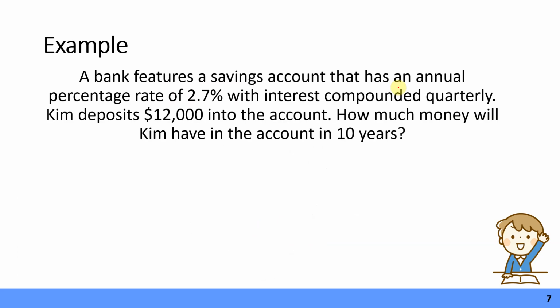A bank features a savings account that has an annual percentage rate of 2.7% with interest compounded quarterly. Kim deposits $12,000 into the account. How much money will Kim have in the account in 10 years? So again, fairly similar problem to all the ones we've been doing. We stare at the problem, we try to figure out which equation we're going to use. So again, the word continuously is nowhere in this problem, but this is the keyword that gives it away. So quarterly means we're going to be using the first compound, the compounding formula.